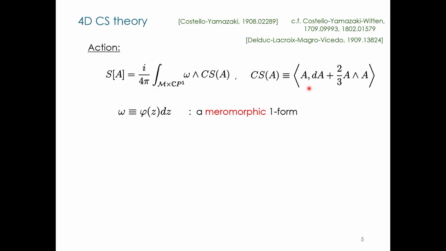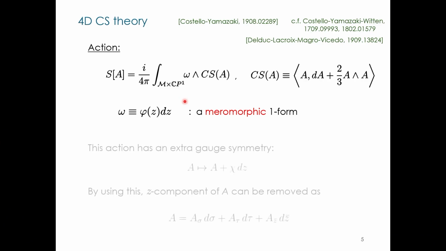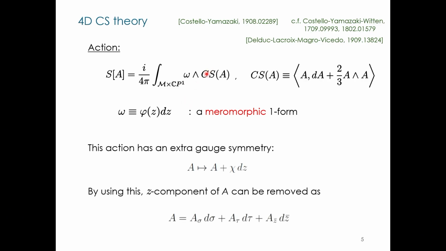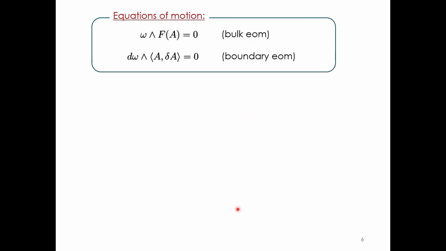This CS(A) is the usual Chern-Simons form, and this omega is a meromorphic one-form. So this omega is a (1,0) form. This action has extra gauge symmetries given by this one. By using this, the z-bar component of A can be removed like this. This was shown again and again, so probably you are now familiar with this operation.